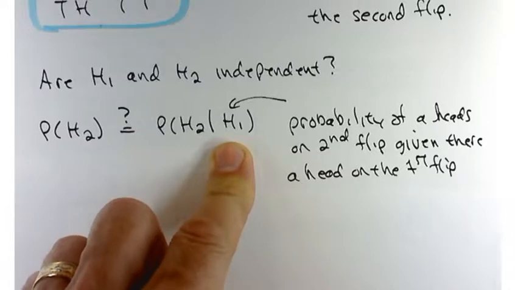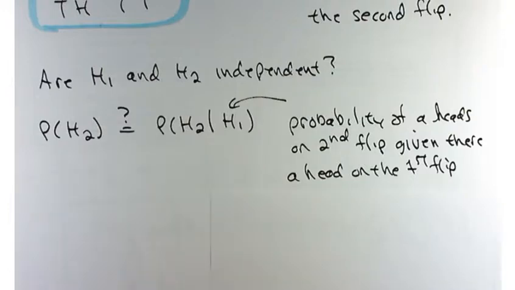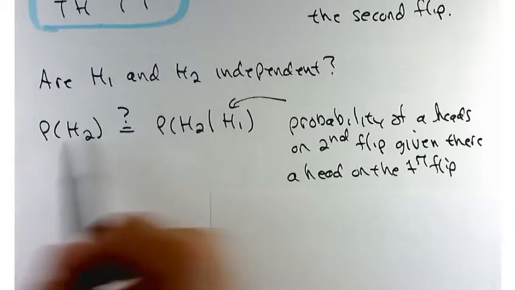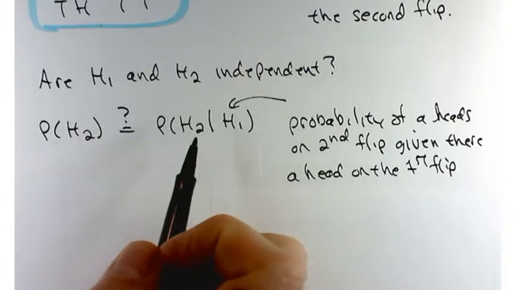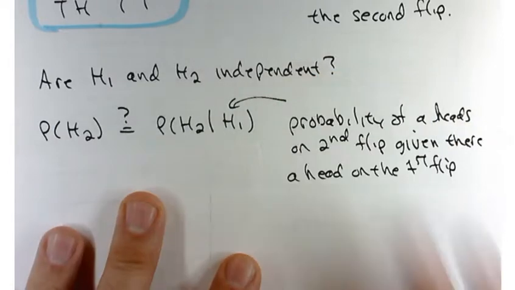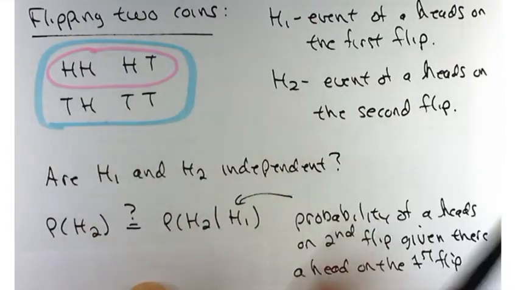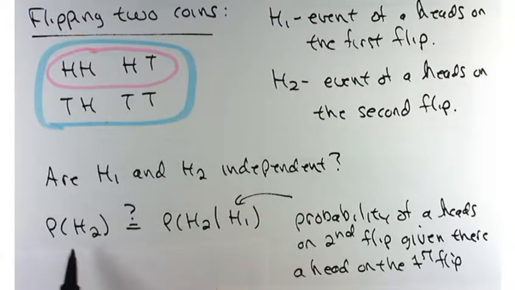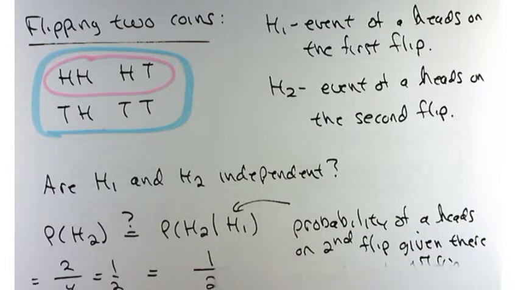Now let's calculate the probability of a head on the second flip. And we're actually going to calculate both of these. Because if H1 and H2 are independent, then these probabilities should be the same. Probability of getting a head on the second flip shouldn't be influenced by what happened on the first flip. So let's calculate these probabilities. Looking at the probability of H2, there's four things in my sample space. So all these four different events. Out of those four events, how many of them have a head on the second flip? Two. So the probability of a head on the second flip is 2 out of 4, or 1/2.